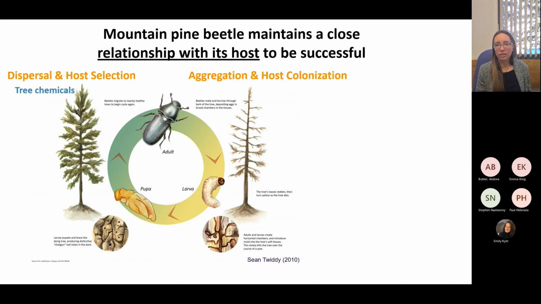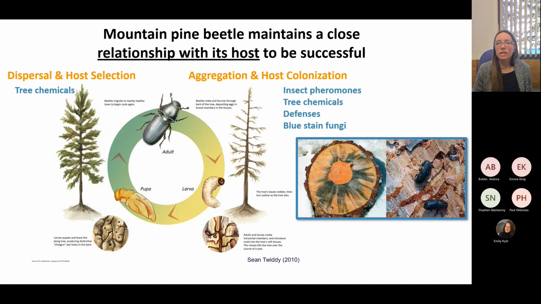And then during the aggregation and host colonization stage, both the males and females can also produce insect pheromones to attract and also to do anti-aggregation. But essentially, they use chemicals to communicate. And some of these chemicals are actually derived from the tree chemicals, the chemicals that are in the tree, like alpha-pinene. But the trees are also producing defensive and toxic chemicals. And the beetles have to interact with these. Some can be toxic, some the beetles actually use.